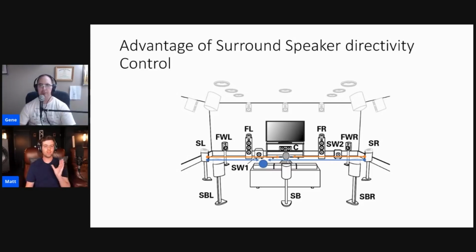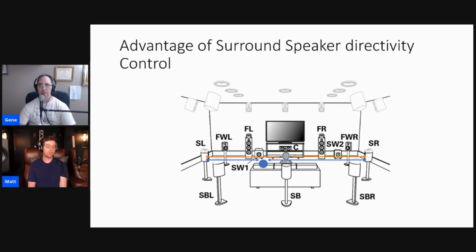It pulls your attention away. It's very distracting. What that means is if you're in the perfect position, you've got this great envelopment. It sounds really good. But anyone else who's too close to one of those surround speakers is not getting that same great experience. And that's because of the problem we talked about earlier.